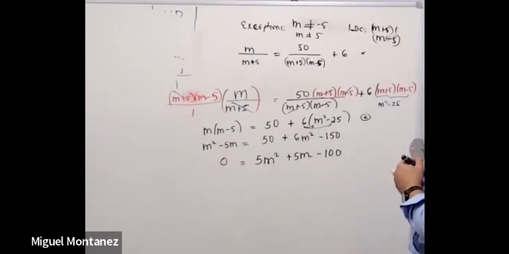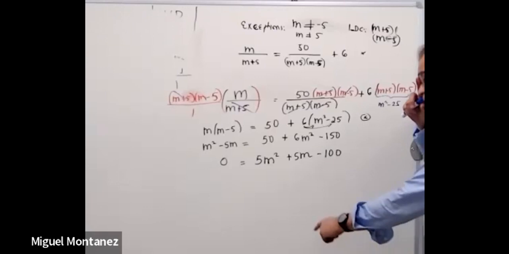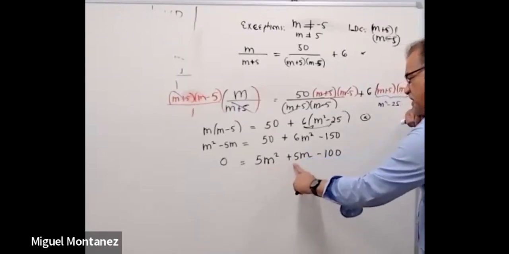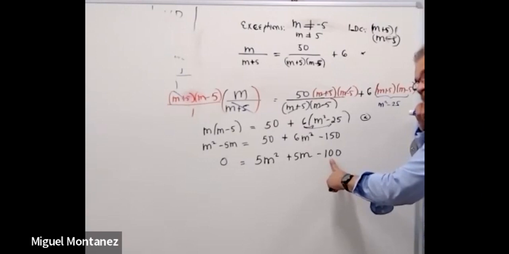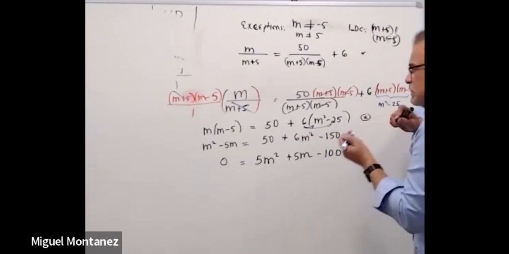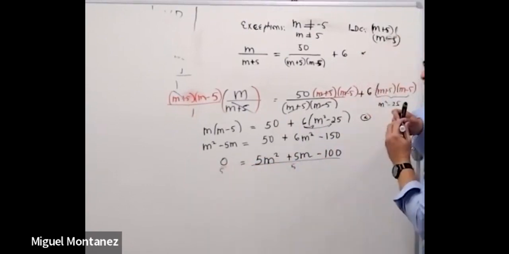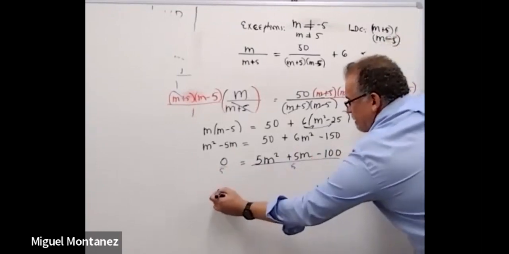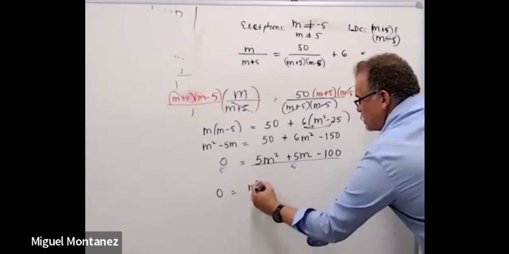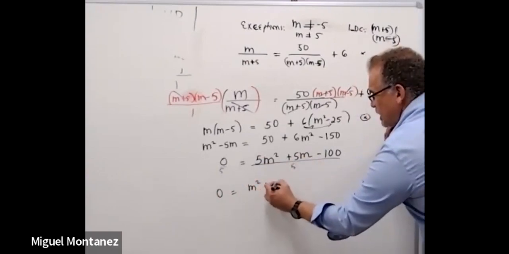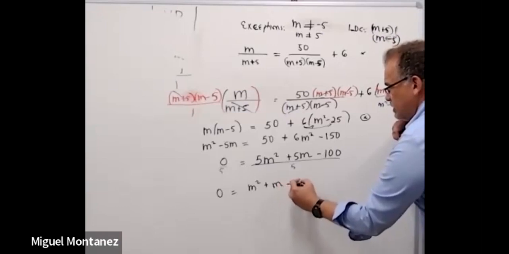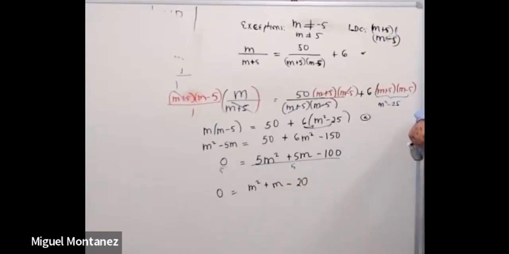Let me see if I got it right. Yeah. Okay. I have a greatest common factor of 5, so I can divide by 5 on both sides. So 0 equals 5 divided by 5, that is 1m squared, 5 divided by 5, that is plus 1m, and 100 divided by 5 is 20.